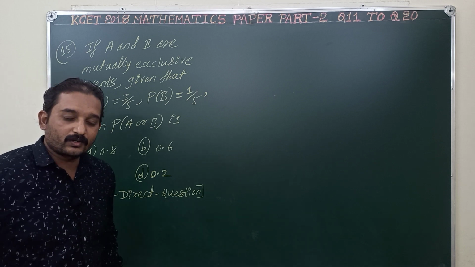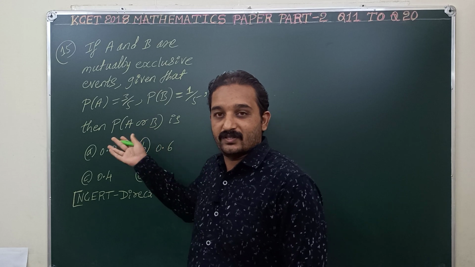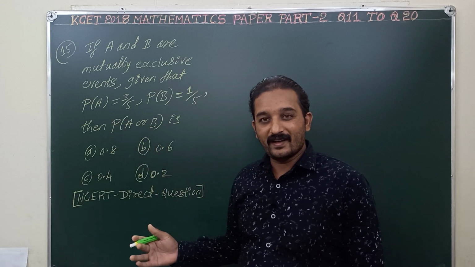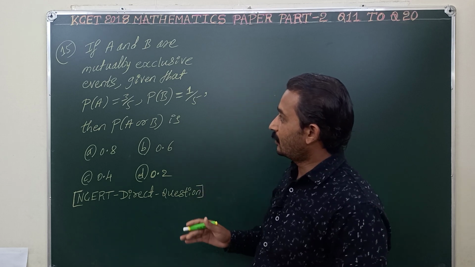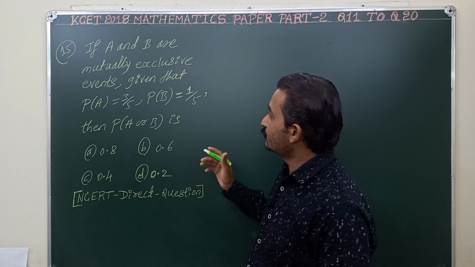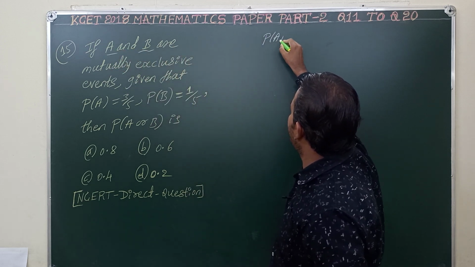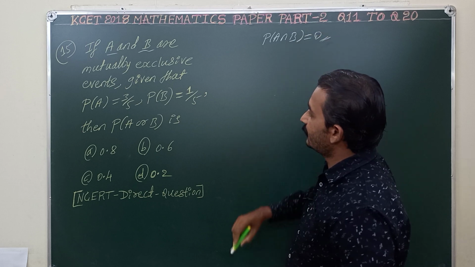So now let us move on to the next question, question number 15. Once again this question is based on the chapter probability. As already said, they ask 5 or 6 questions on this chapter in KCET. So let us see the question. If A and B are mutually exclusive, what does that mean? Probability of A intersection B is equal to 0. The intersection is empty, so the probability becomes 0.